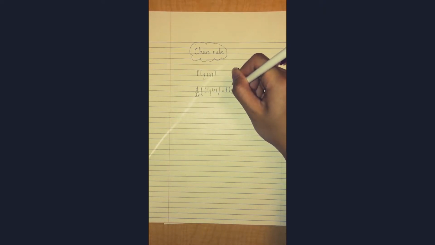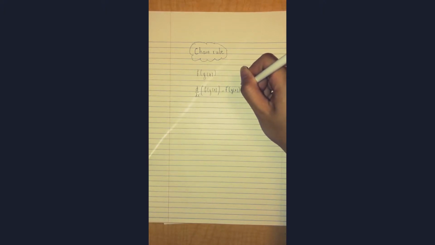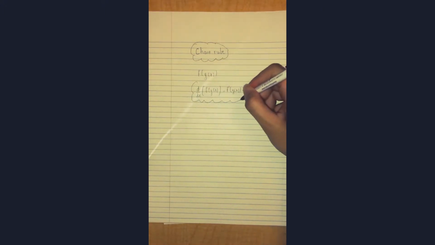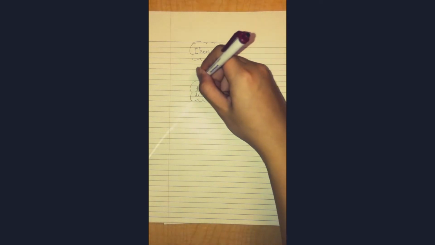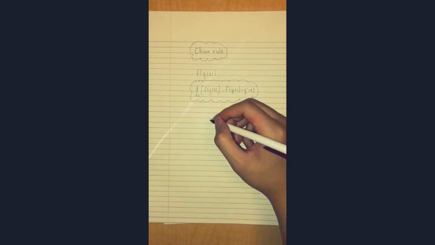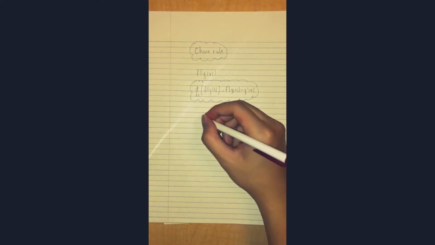We keep the inside function as it is, and we multiply by the derivative of the inside function. And that is what the chain rule will look like. It looks a bit weird, but let me give you some examples so you can have a better understanding of how it works.